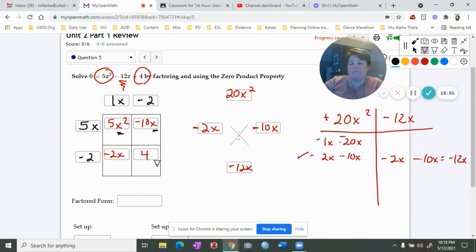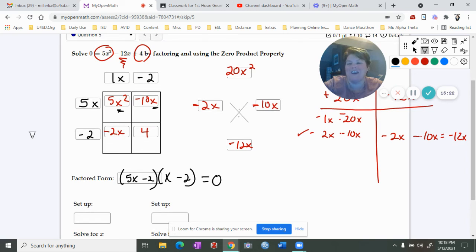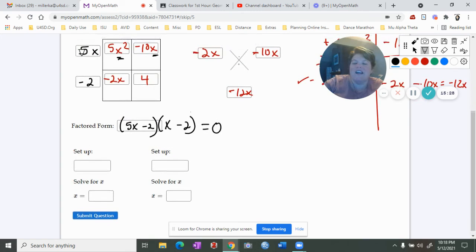Negative 2 times negative 2 is positive 4, just double checking that. My factored form is the left, so the quantity 5x minus 2 times the top, x minus 2, or 1x minus 2 would work also. And then we're going to remember to put in the equals 0. I almost forgot that. Okay, don't forget that equals 0. And then our setup is, take your A and your B again. 5x minus 2 equals 0, and x minus 2 equals 0.